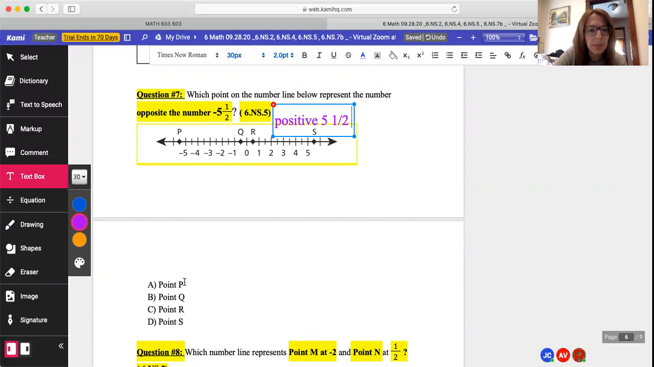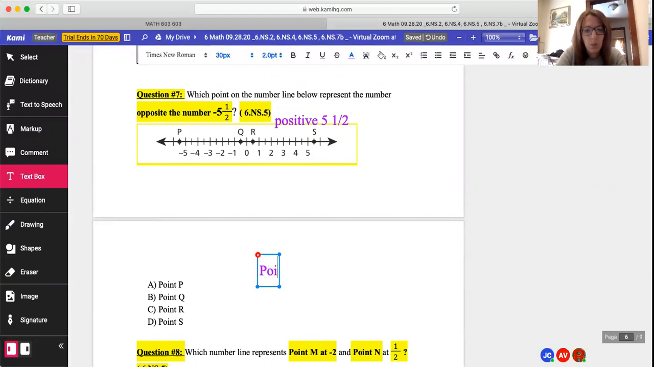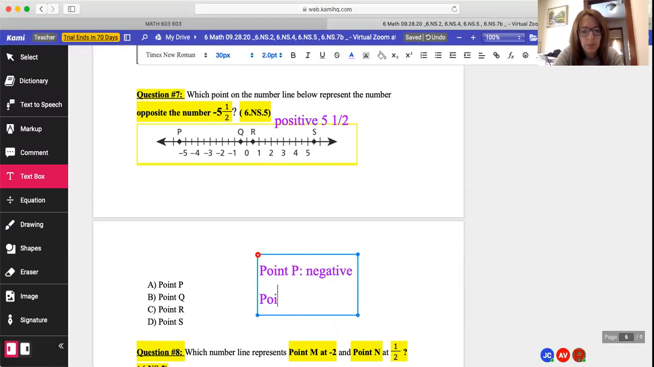So let's eliminate points. When we look at point P on the number line, it is at the negative. So there's no way, right? Let me show you here. That point P is at the negative, so that's a no-no. There's no way it's that one. Let's look at point Q. Point Q is in between 0 and -1, which is still in the negative. So that's not right.